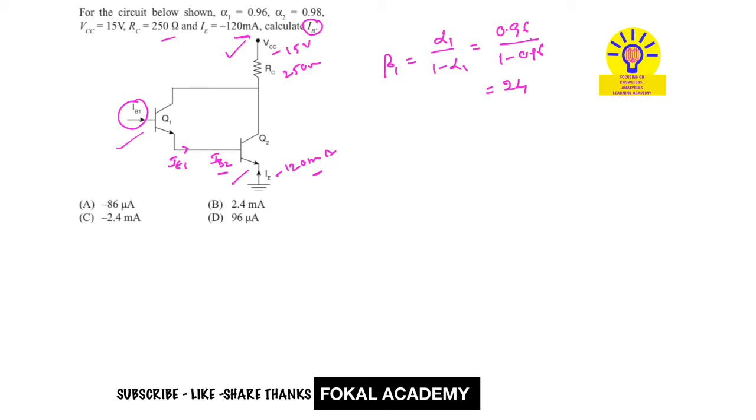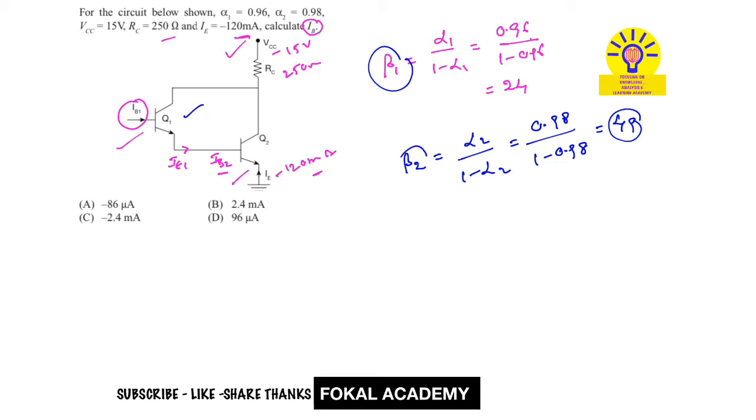And similarly find the beta 2 for the second transistor. So that is alpha 2 divided by 1 minus alpha 2. So that equals 0.98 divided by 1 minus 0.98, which is equal to 49. So this is the beta 1 for the first transistor and this is the beta 2 for the second transistor.